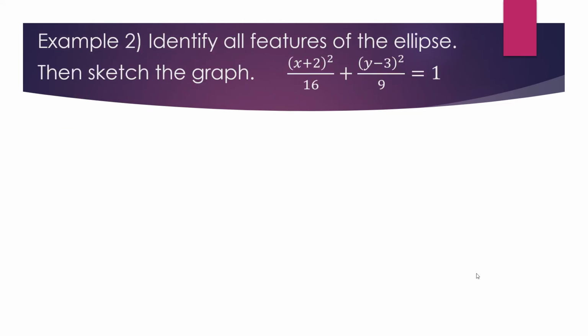Example 2, we're going to identify all features of the ellipse and then sketch the graph. For the equation, the quantity x plus 2 squared over 16 plus the quantity y minus 3 squared over 9 is equal to 1.